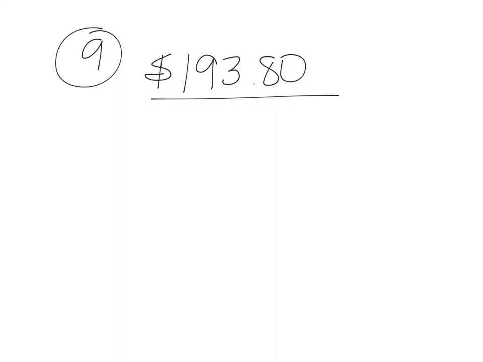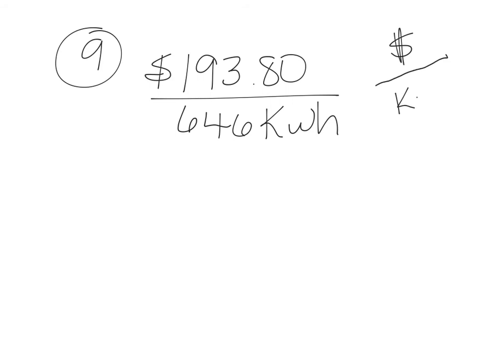All right, number 9. The electric bill totaled $193.80 for that month. How much money did each kilowatt hour cost? So I need to look at the previous problem, and I see that it was 646 kilowatt hours. So my total bill was $193.80, and it was divided by 646 kilowatt hours. I do it like this because the question asks how much money per, and when you see the word per, you can draw a line, per kilowatt hours.